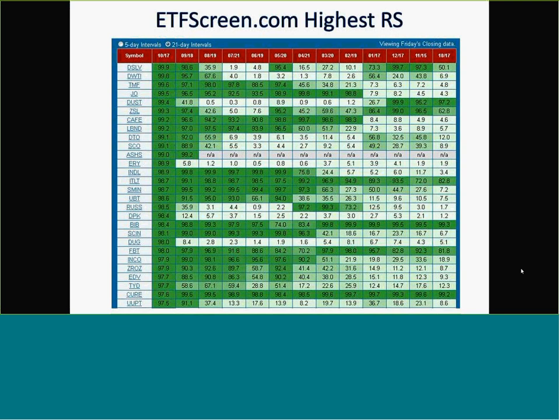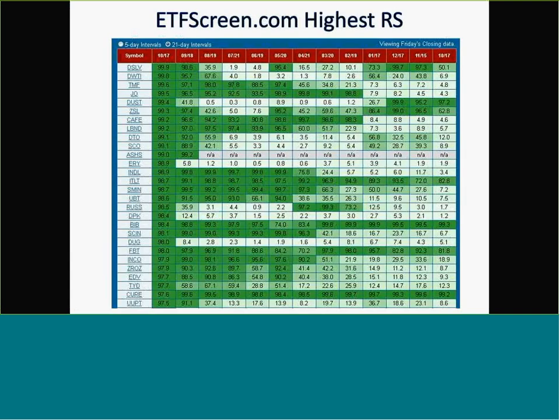Here's a recent snapshot. This is the highest relative strength, and we can see that the top-rated sector had a 99.9% relative strength, and then it goes down from there. So if you look at this screen, you can get a whole list of ETFs with their relative strength.